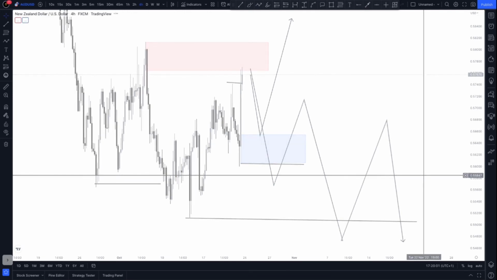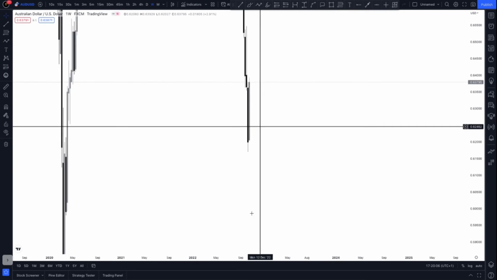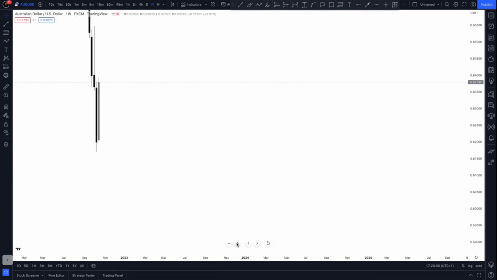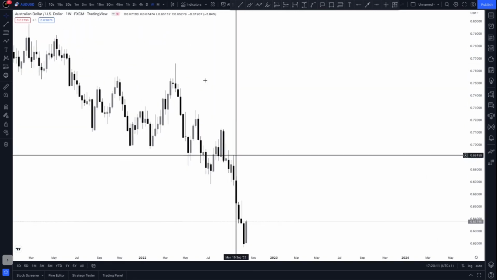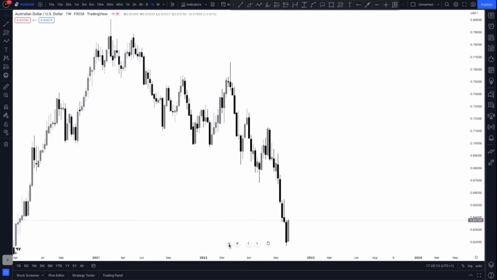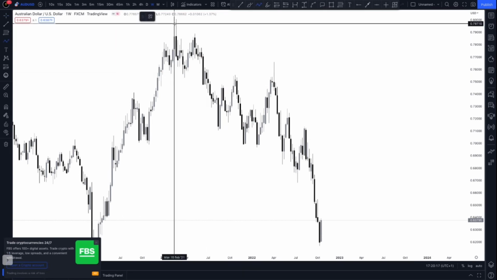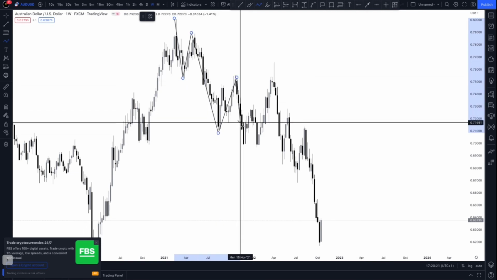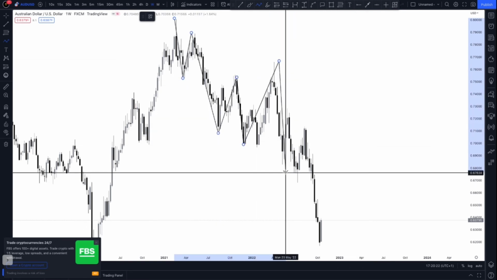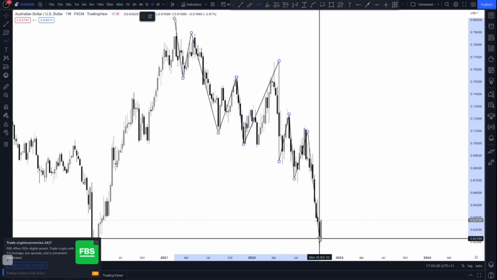On the next pair, we have the AUD/USD. It currently has the same price data as the NZD/USD, the previous pair we just looked at. Looking at present market conditions, we clearly see we are in a bearish trend. You see the market creating a series of lower lows and lower highs, lower lows and lower highs, and also a lower low at that point.